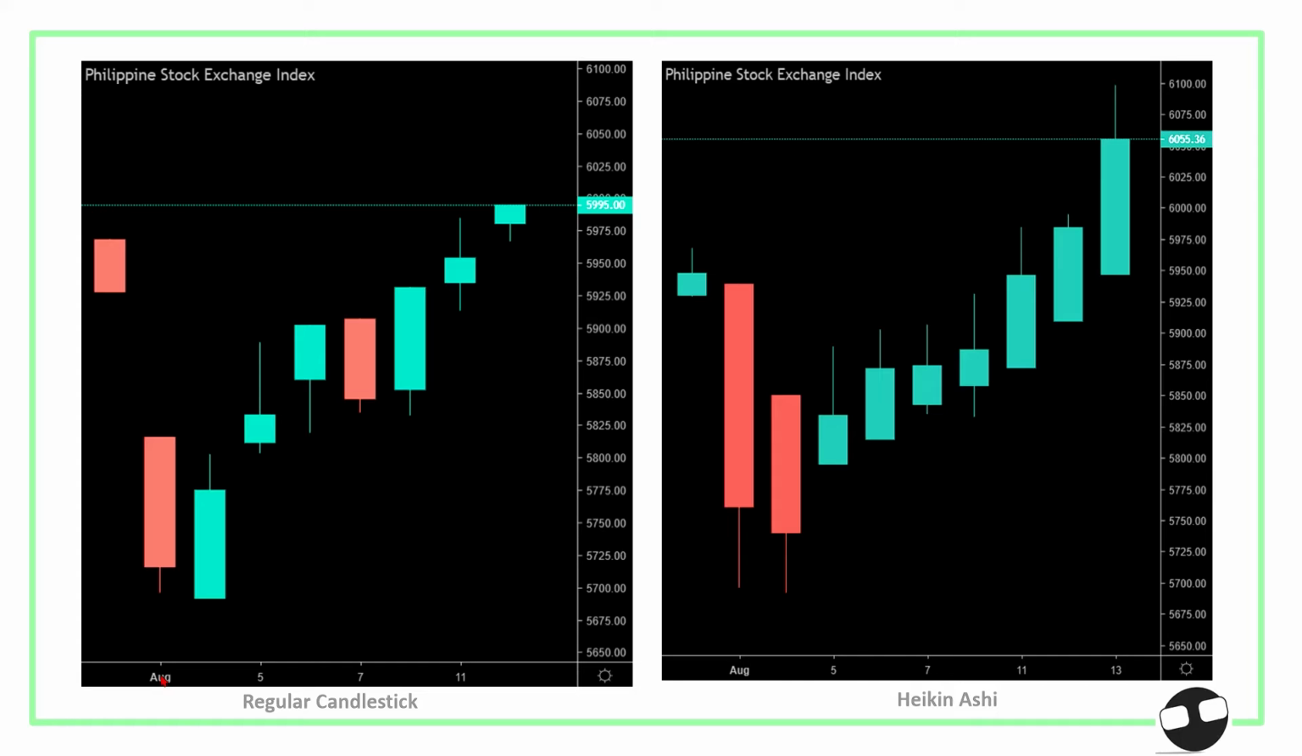So here, August 3, for example, you have a very short candle and a short lower wick here. But if you look at August 3 using the Heikin Ashi, you can see a very long body for August 3, and you have a very long lower wick also compared to this one. So again, regular candlestick only assumes the open, close, high, low of that specific day, and the Heikin Ashi actually considers the average high, low, closing and opening prices.